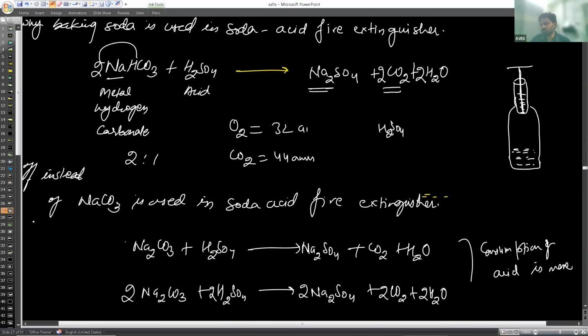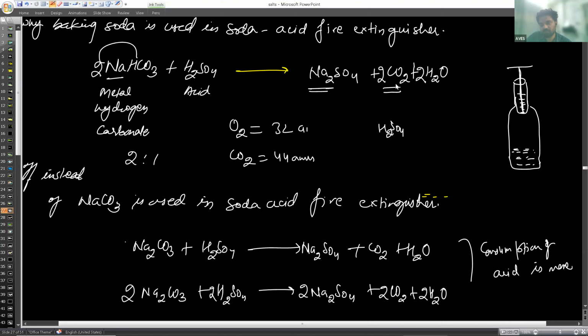Okay, now tell me, what is the role of tartaric acid in baking powder? It will neutralize the bitter... bitter what? Read the statement that you have written in your copy. Read the statement. What is the role of?